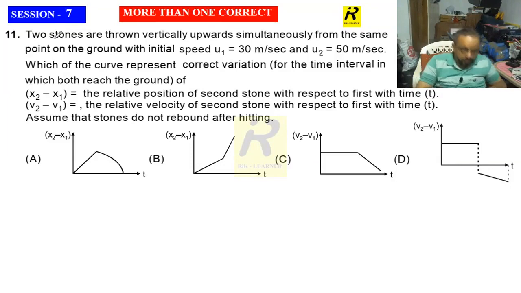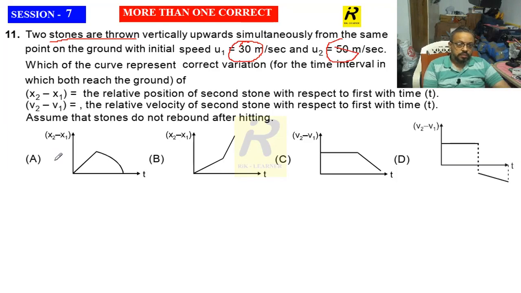The question we are having is about two stones. Both the stones are thrown up with different speeds, and the speeds are given here: one is with 30 and another is with 50 meters per second upwards. Now you have to choose the best drawing, the graph, which is suitable for the given situation. Remember, we are having more than one choice that is correct.